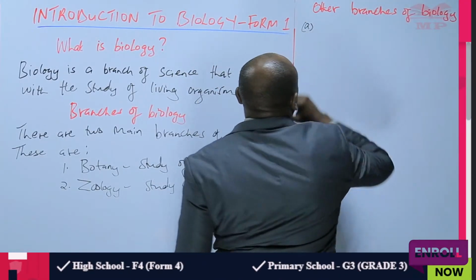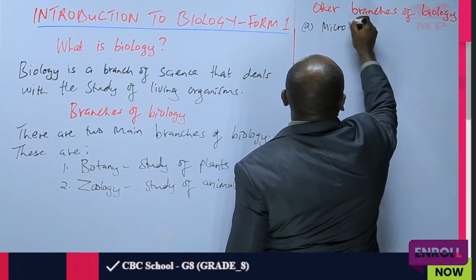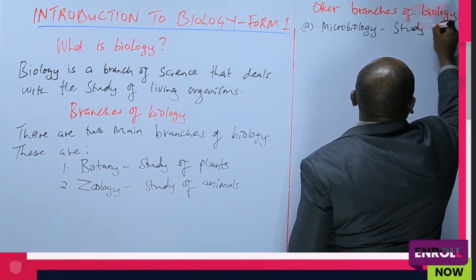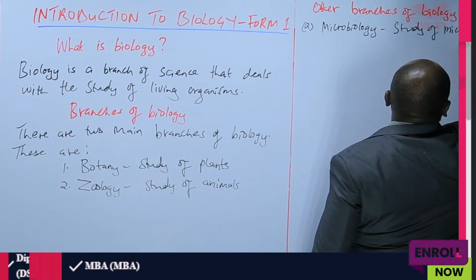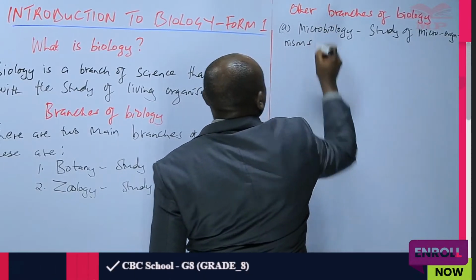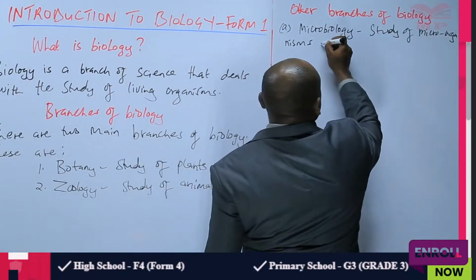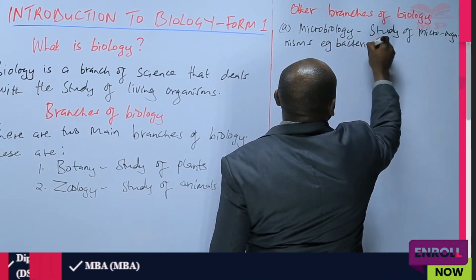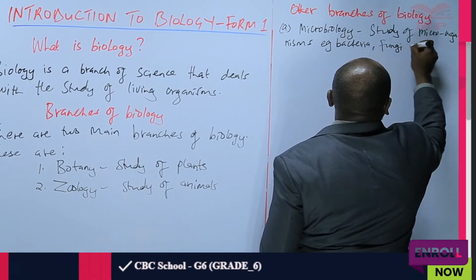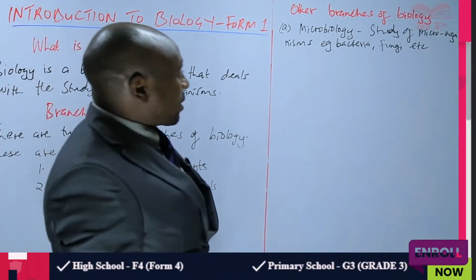For example, we'll mention a branch of biology called microbiology. And this is the study of microorganisms. Microorganisms are microscopic organisms, such as bacteria. We can have fungi, etc. These are small organisms that can only be seen by use of a microscope.